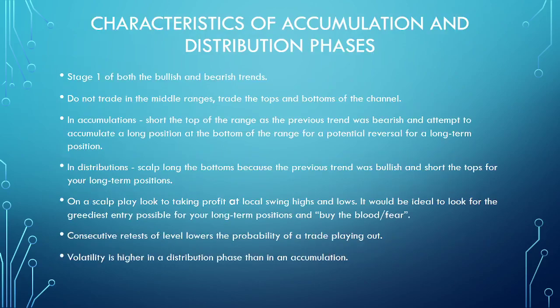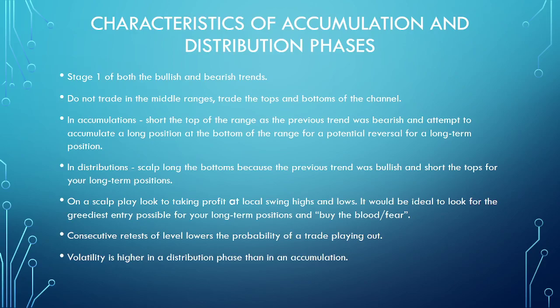Okay. So some characteristics of the first stages, accumulation and distribution. Stage one of both the bullish and bearish trends: do not trade in the middle ranges of these. You want to trade the tops and the bottoms of the channel. So that means when in that phase, once you can identify it as that, you want to try to stay out of the middle. Identify the high range and the low range and trade the tops and bottoms.